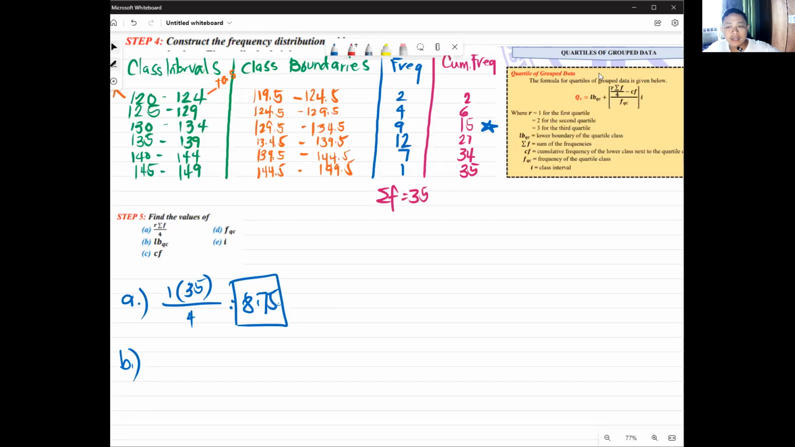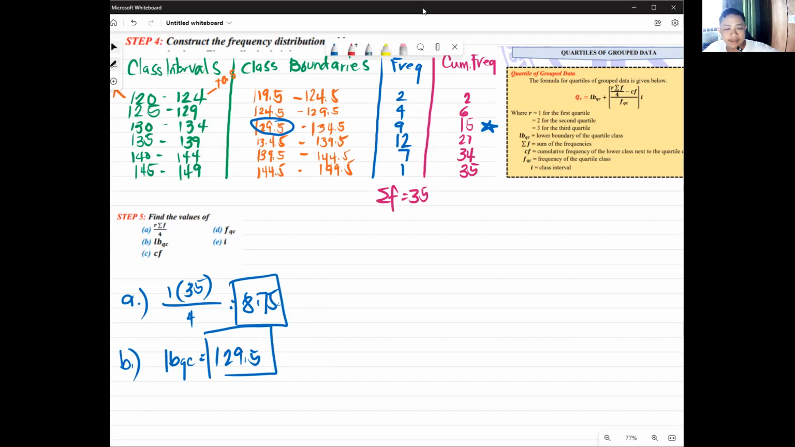And so, for us to get the lower bound of the quartile class, we will now go to our class boundaries. Kasi lower bound. So, nasa class boundaries tayo. The lower bound is 129.5. This is the lower bound and this is the upper bound. Since we are looking for the lower bound, we will be using 129.5. Got it? Okay. Show me a reaction if that's clear.